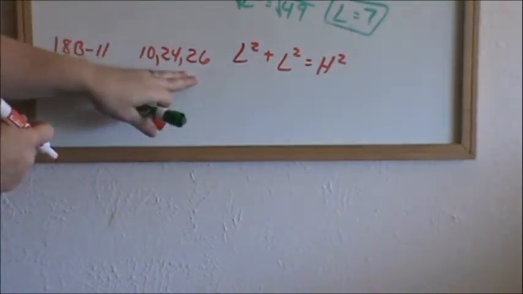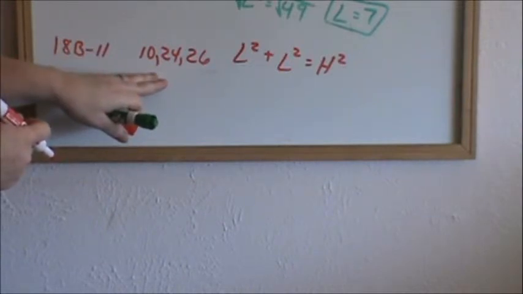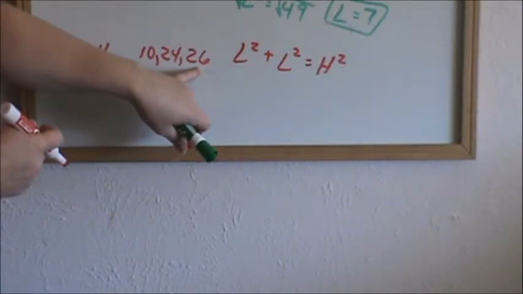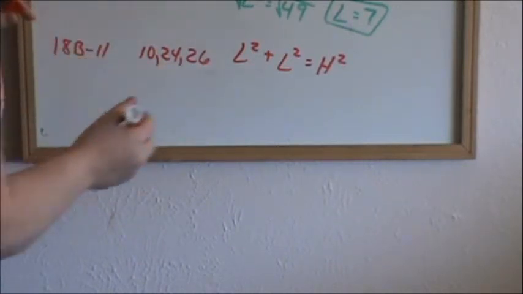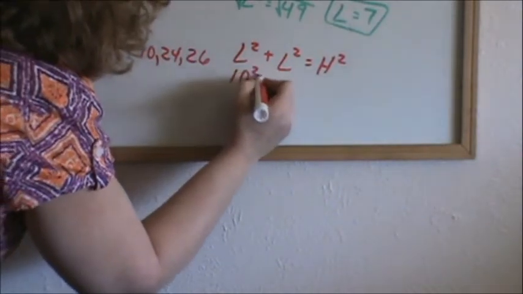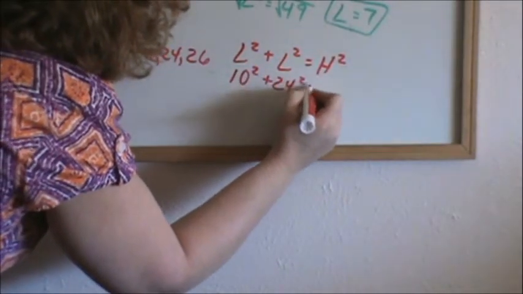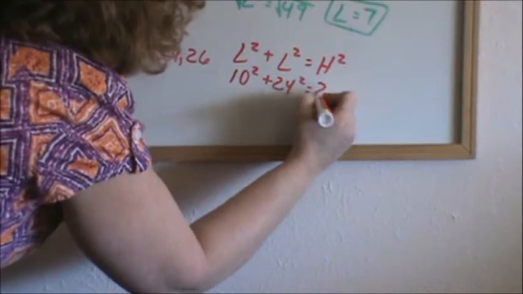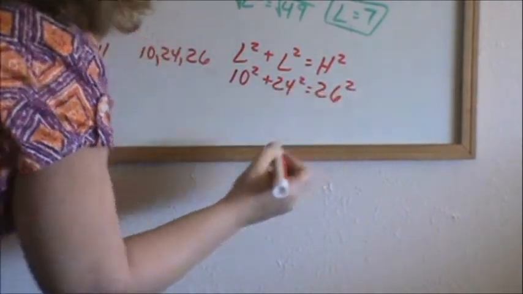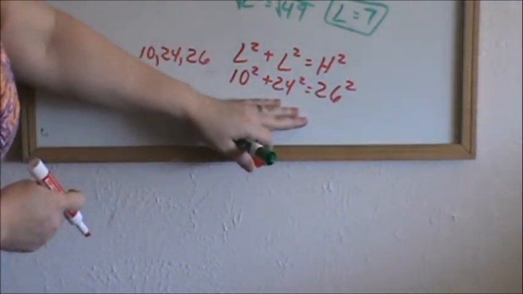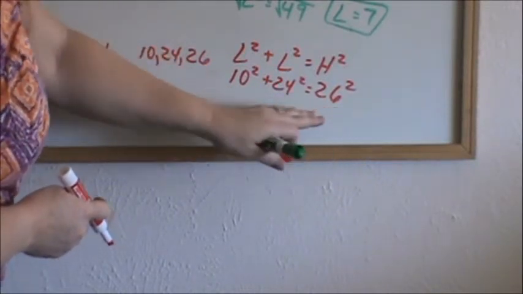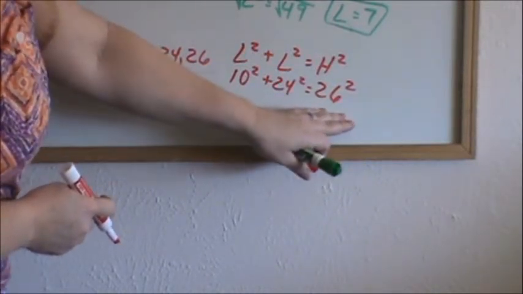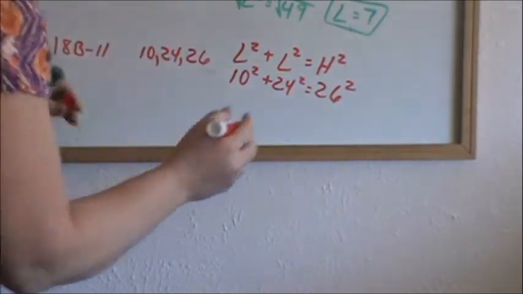Well, how do you know which one of these is the hypotenuse? The hypotenuse is always the longest side, so therefore 26 is your hypotenuse. So therefore 10 and 24 are your legs. So you put in 10 and 24 for your legs, and then put in 26 for your hypotenuse. If this is a right triangle, then your left side will equal the right side. If your left side does not equal the right side, then it is not a right triangle.